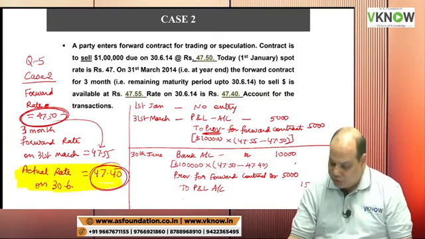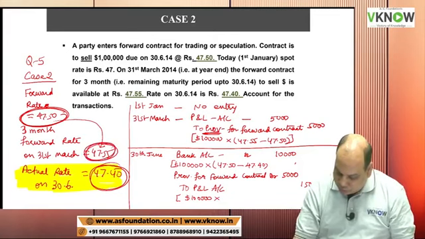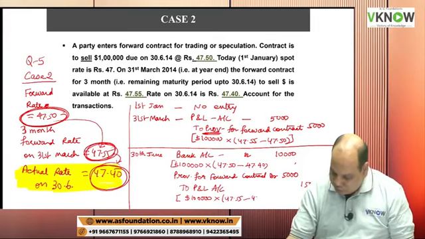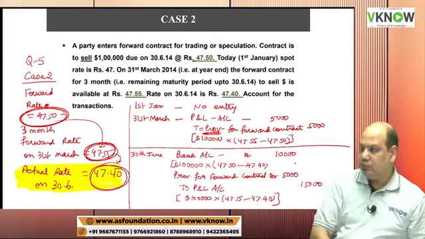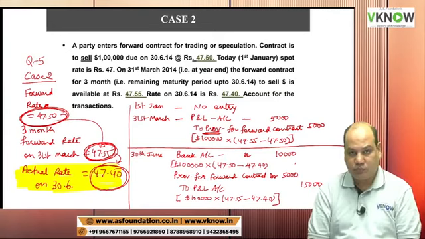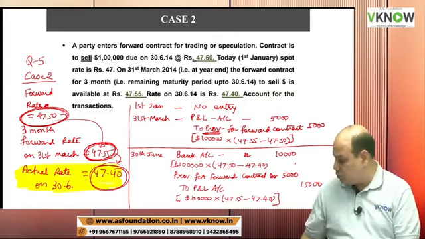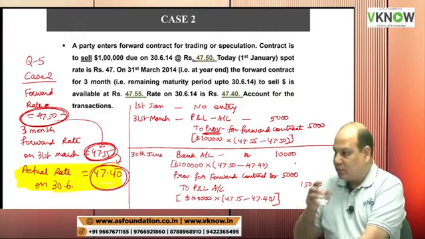Either you can understand it like this, dollar 1 lakh, the rate has gone down from 47.55 to 47.40. So this is how the problem will be solved if the rate first goes up and then goes down. Have you noted it?